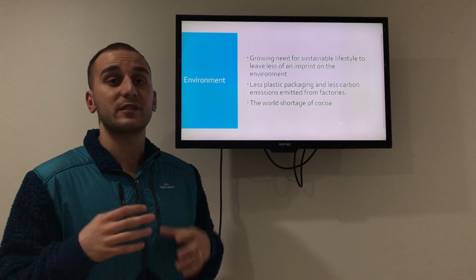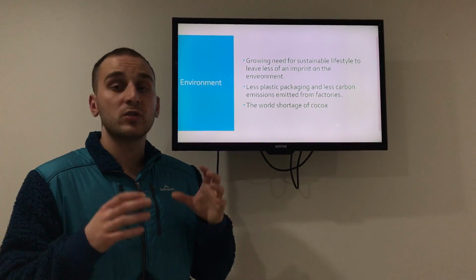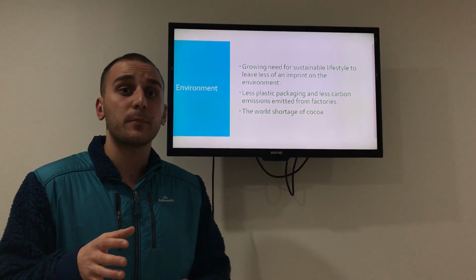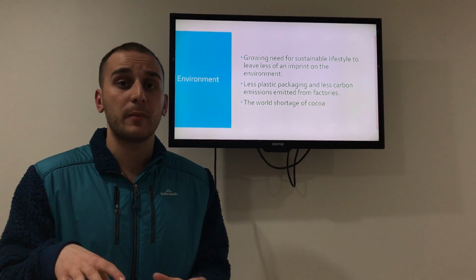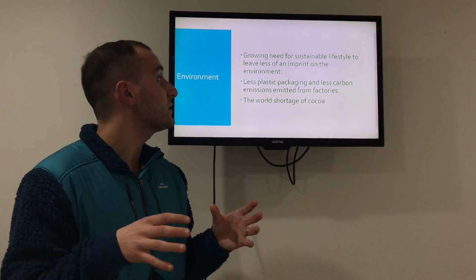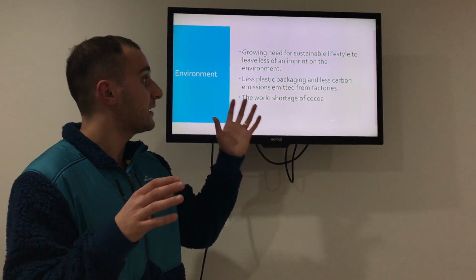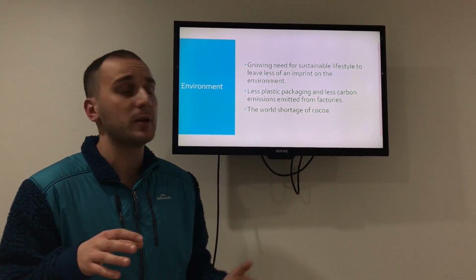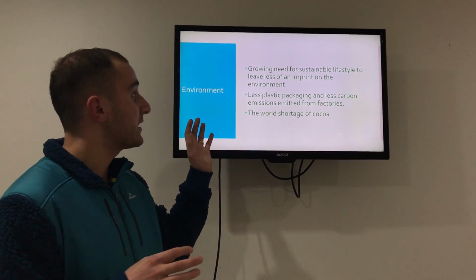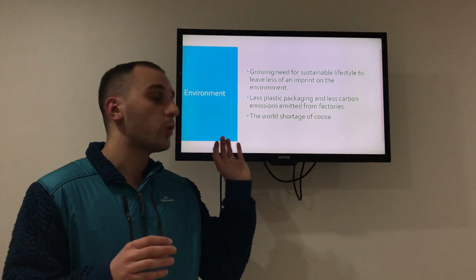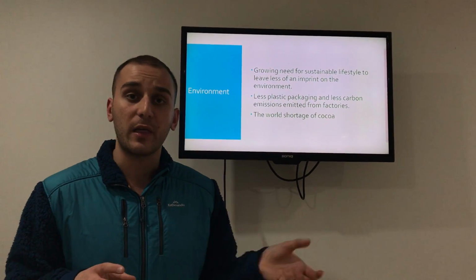Okay, the next variable I will be talking about is the environment. The growing need for a sustainable lifestyle has people wanting to leave less of an imprint on the environment. So companies need to really understand this and adjust their products to this. So things like less plastic packaging, less carbon emissions emitted from factories. These all need to be factored in when they are investigating the environment. And then you've got the world shortage of cocoa as well, which is another issue at the moment.